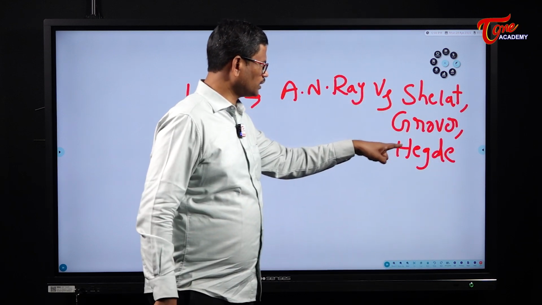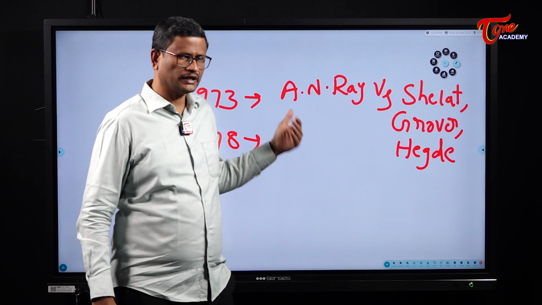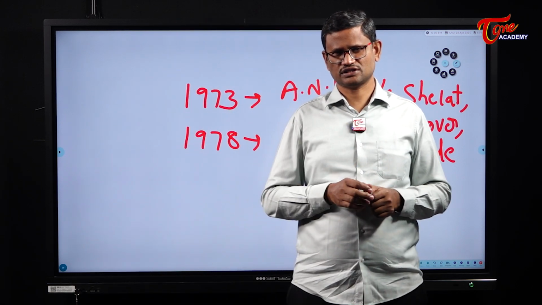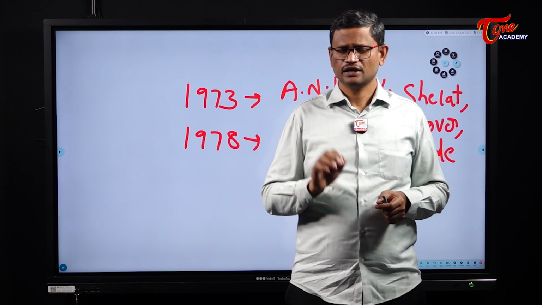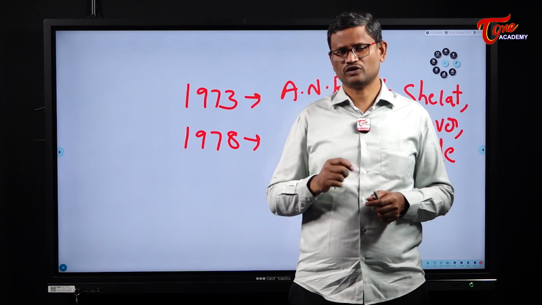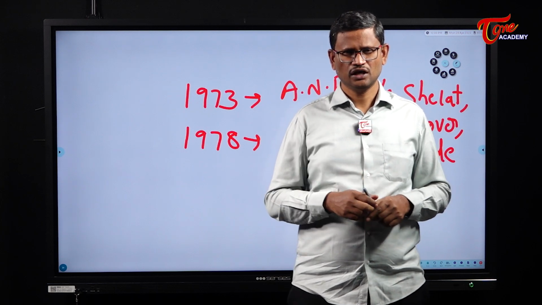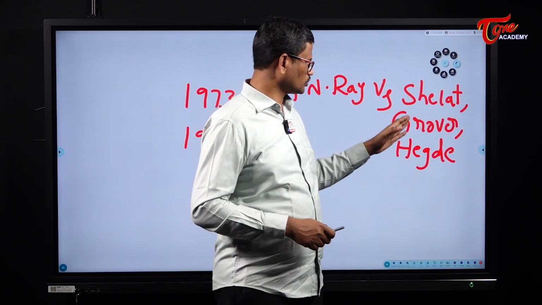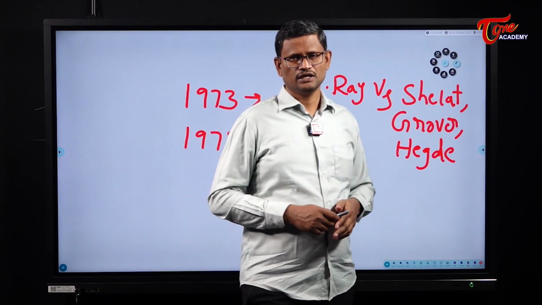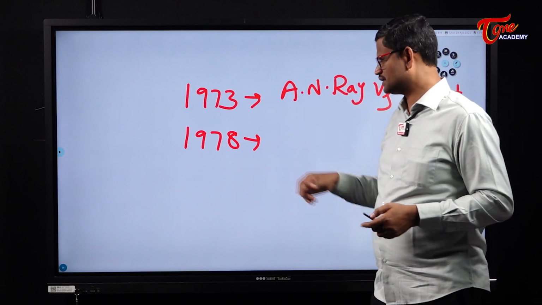Sheelat, Grover and Hegde, who were senior to A.N. Ray, were not considered for the post of the Chief Justice of India. Instead, A.N. Ray, who was a junior to these 3 people, was made the Chief Justice of India. And all the 3 judges, Sheelat, Grover and Hegde, resigned in protest. And again it happened for the second time in 1978.